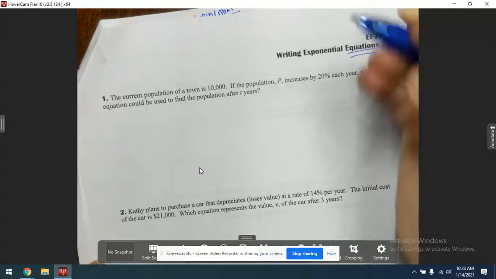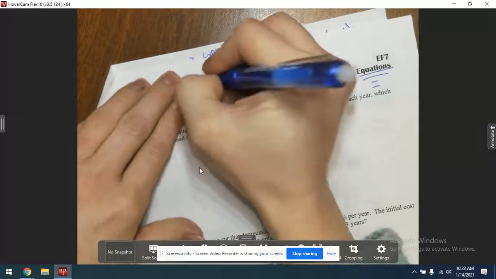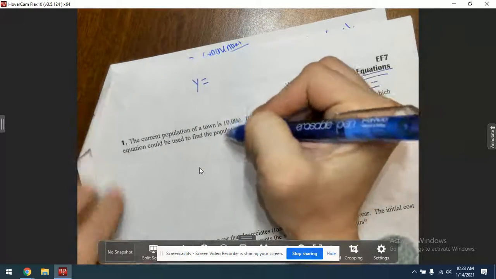What is an equation, guys? An equation has an equal sign, right? So when you go to write your equation, please don't forget your y equals when you're writing your whole equation, okay?